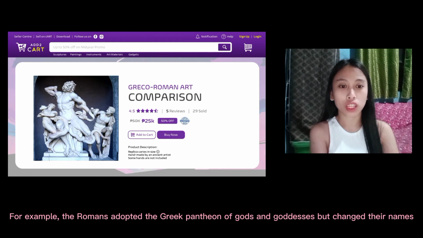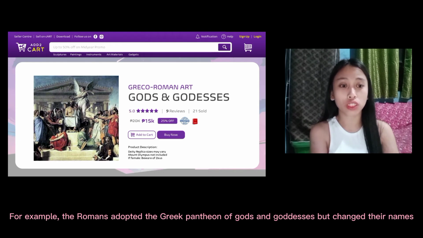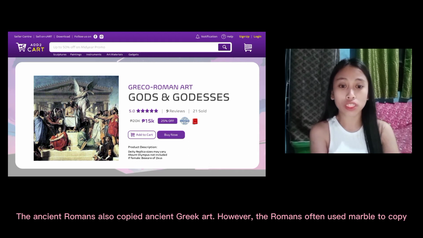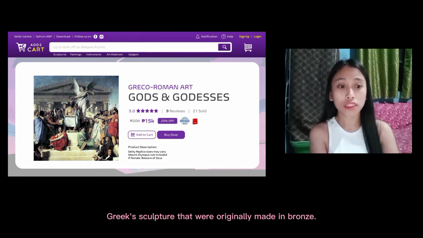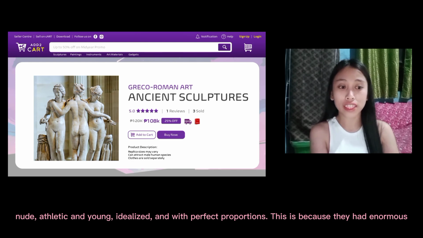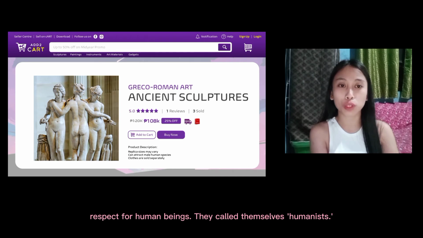For example, the Romans adopted the Greek pantheon of gods and goddesses but changed their names. The Greek god of war was Ares, whereas the Roman god of war was Mars. The ancient Romans also copied ancient Greek art. However, the Romans often used marble to copy Greek sculptures that were originally made in bronze. When you imagine ancient Greek or Roman sculpture, you might think of a figure that is nude, athletic, and young, idealized, and with perfect proportions. This is because they had enormous respect for human beings.